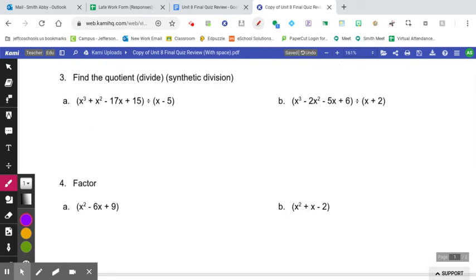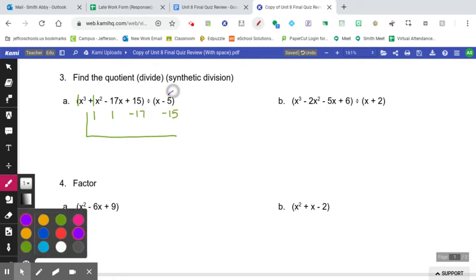All right, next step. We are going to be doing synthetic division. Remember with synthetic division, it's nice to have coefficients, so I'm drawing them in. There's no missing spots, so I'm ready to go and draw out my synthetic division. So that's going to be 1, 1, negative 17, negative 15. For your outside number, remember to flip this sign. So it's going to be positive 5.